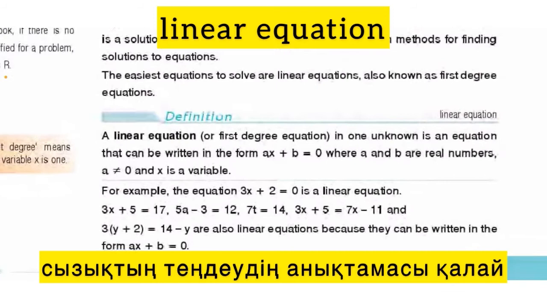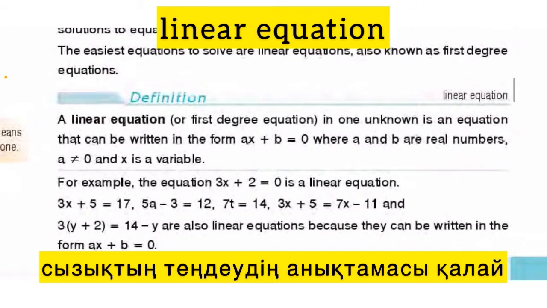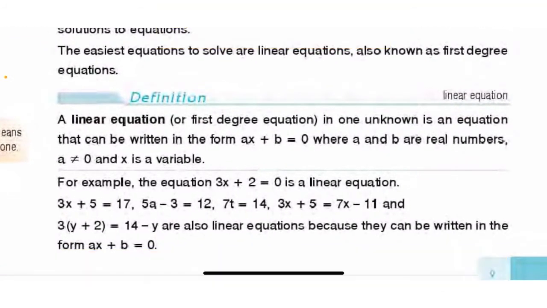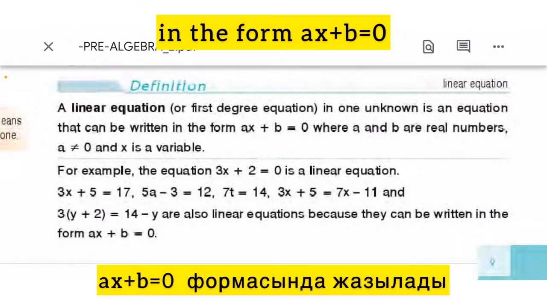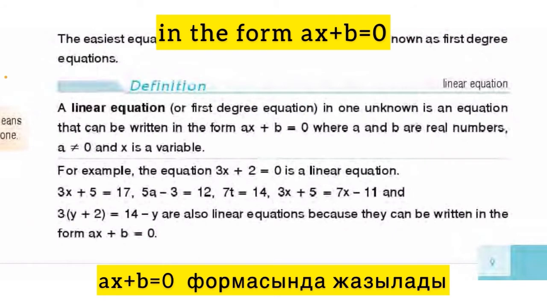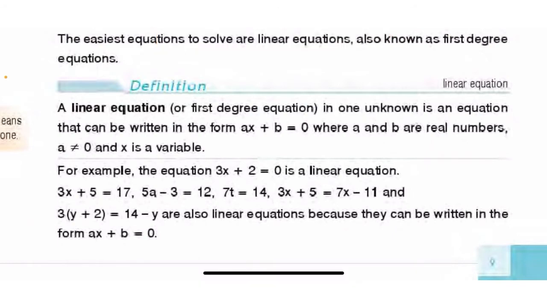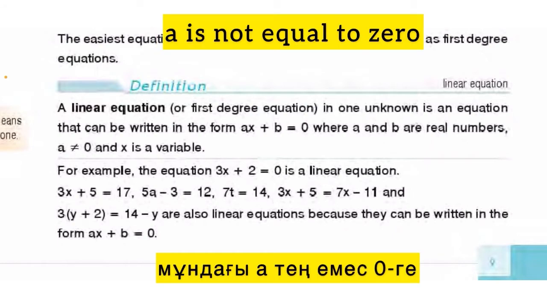Now, what is a linear equation? A linear equation in one unknown is an equation that can be written in the form ax plus b equals 0, where a and b are real numbers, a is not equal to 0, and x is a variable.